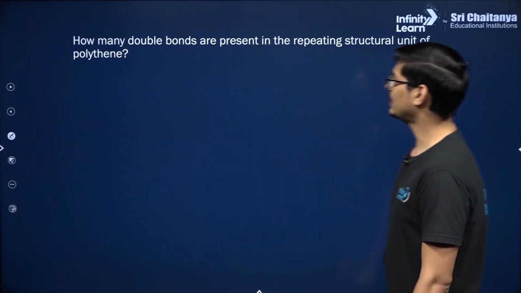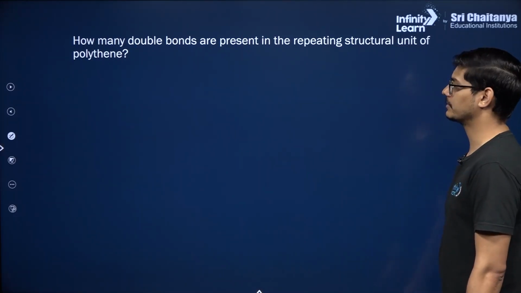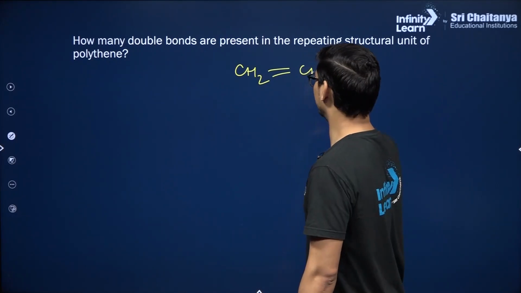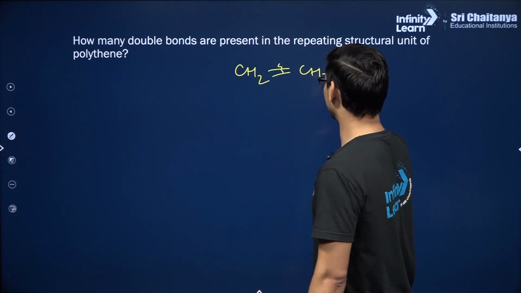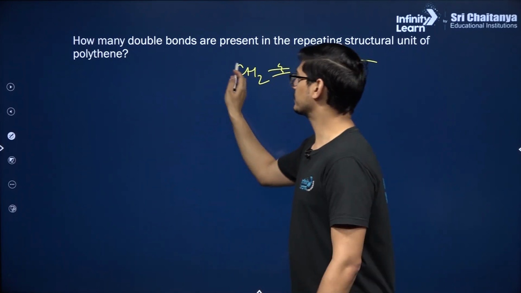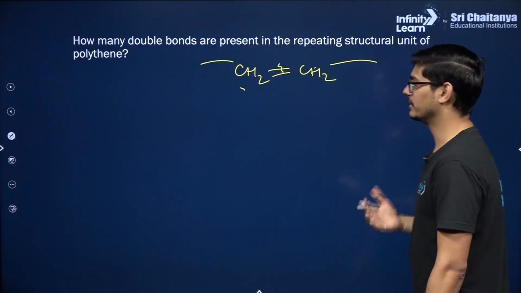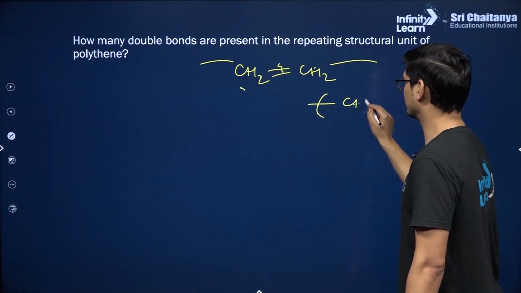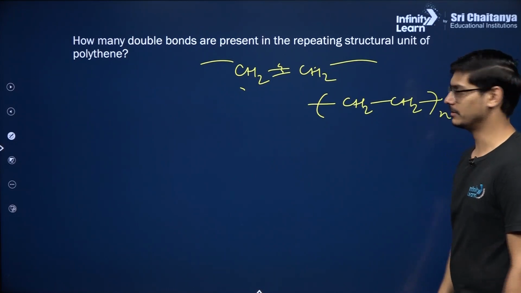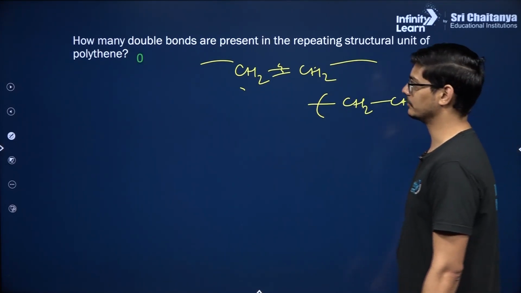Alright. How many double bonds are present in the repeating unit structure of polythene? No, because ethene is this. When it polymerizes, this pi bond breaks, this carbon forms a bond with adjacent unit, and this carbon forms a bond with adjacent unit. So there is no pi bond left in the polymer. So this is how we write polythene, right? You can see there is no pi bond, so answer is 0.